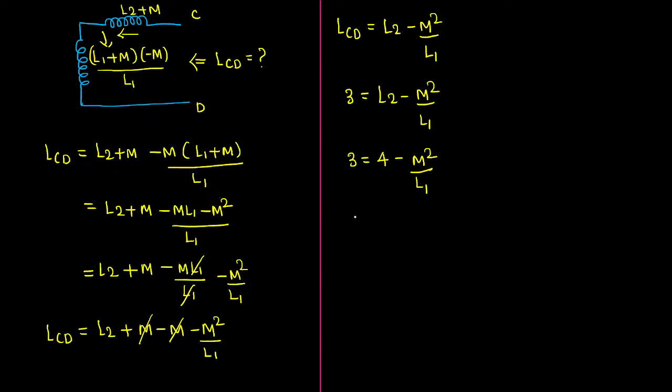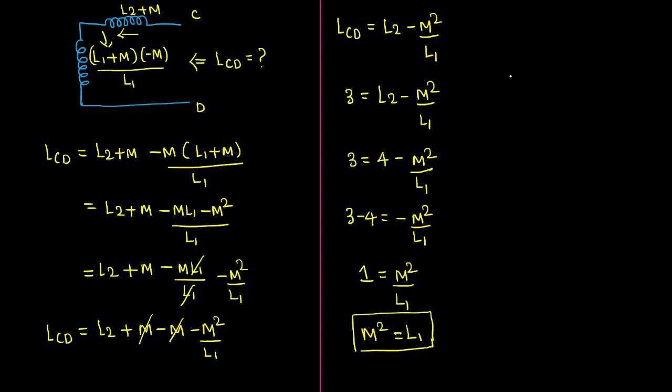Now from here, if you observe, 3 minus 4 will be equal to minus m square by L1. So minus minus, 3 minus 4 will be minus 1, so it will be 1 equal to m power 2 upon L1. From this I can say we found the relation between m square and L1. Yes, sir, we found the relation between m square and L1.